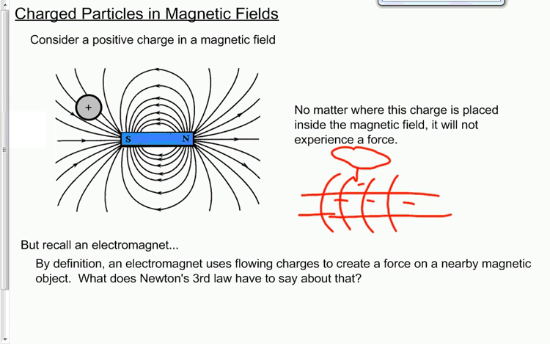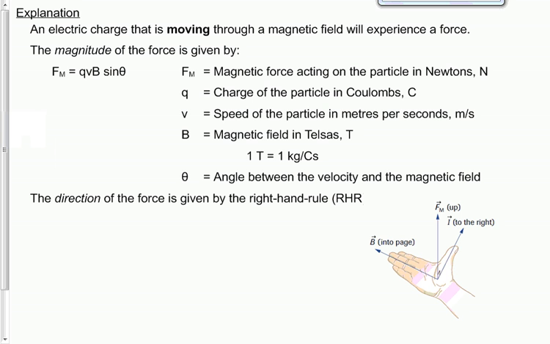But you can try this at home all you want: no matter where you put this positive charge, a magnet won't actually cause a force on it. So something strange has to be going on here. Luckily, it isn't too strange, because I intentionally glossed over a missing part of the puzzle. It's the fact that we have to have a moving charge. It's not enough that a charge is in a magnetic field; the charge has to be moving through a magnetic field, and then it will experience a force.